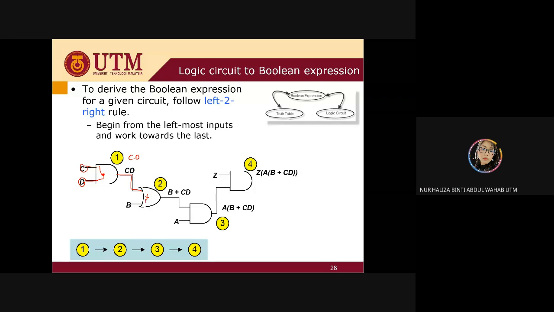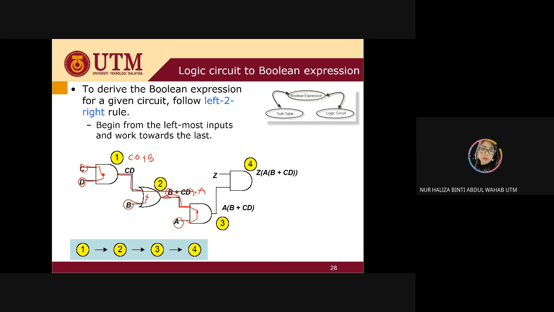Plus with our input B. For this part, after that, we can see the output. The output will be the multiplication with the input A. So this one will be 8 multiplied with A.